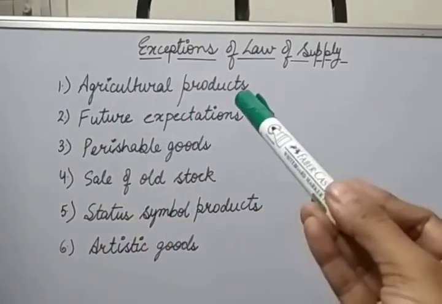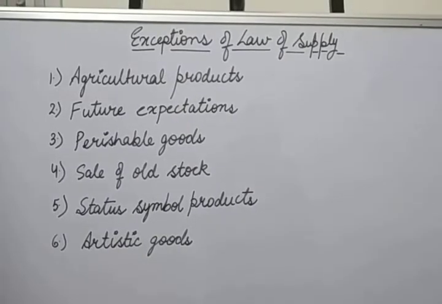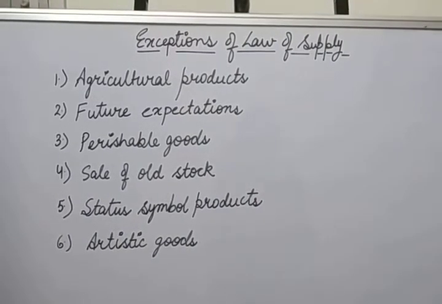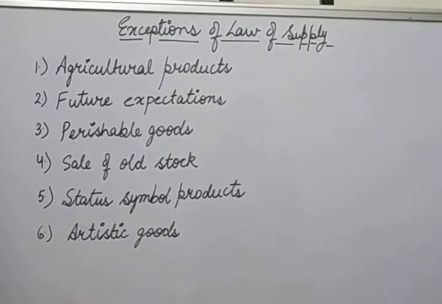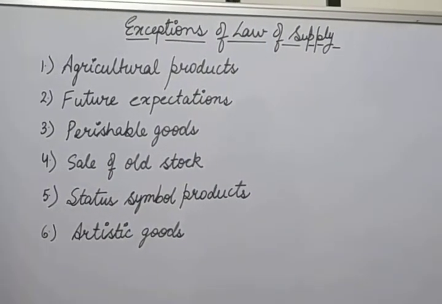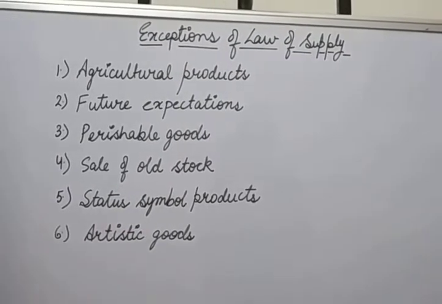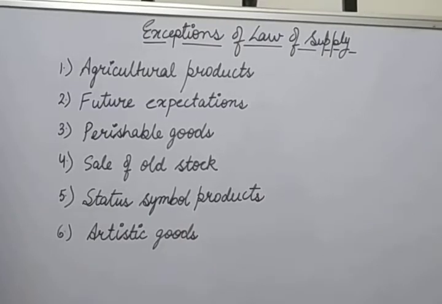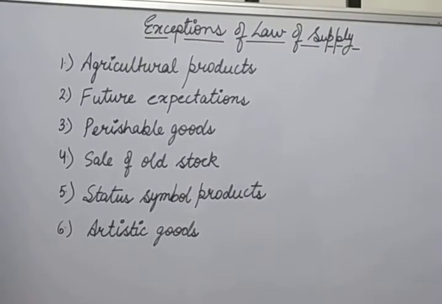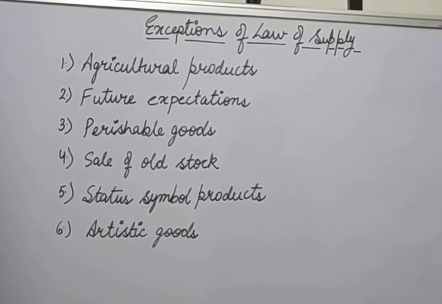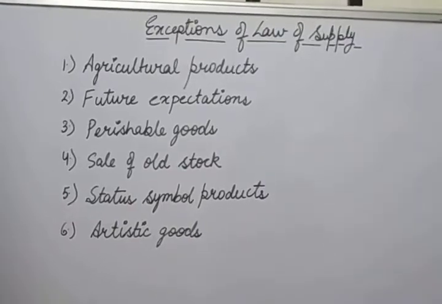First of all is agricultural products. The law of supply does not apply to agricultural products because their supply is governed by natural factors. When due to natural calamity the production of wheat is less, the supply will not increase even if its price increases. If price increases, the quantity supplied cannot be increased because it is totally dependent upon the monsoon.